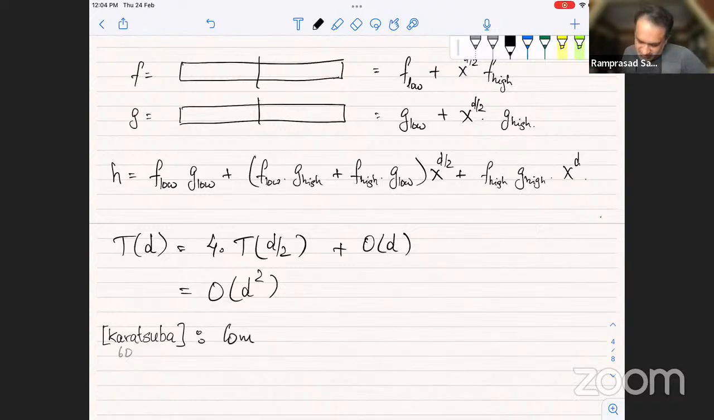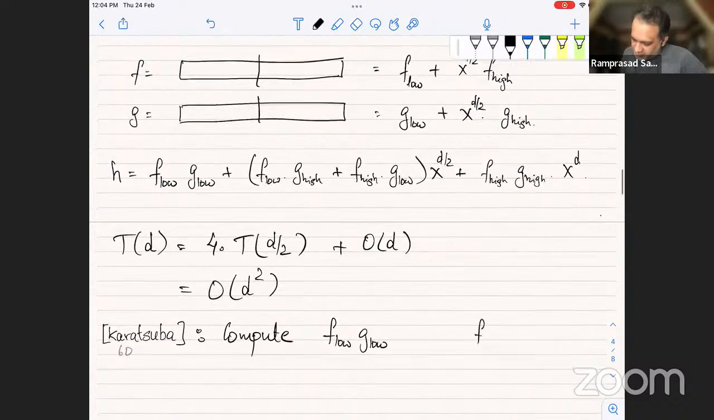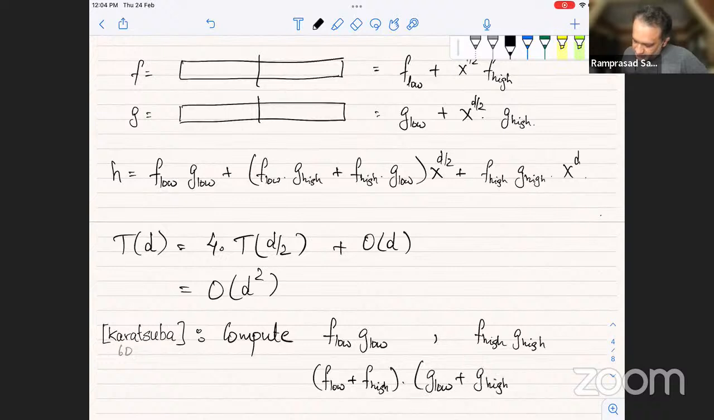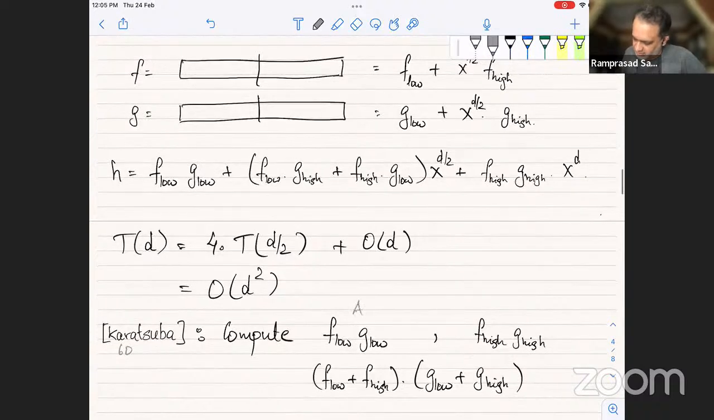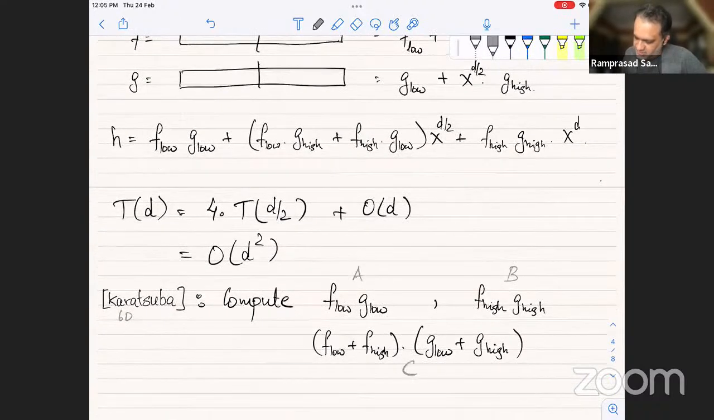So what Karatsuba suggested was that let's instead compute the following products. I need f low g low, and I need f high g high. And I'm going to compute the following thing: f low plus f high times g low plus g high. These are the only 3 things I'm going to compute. Let's give these names. Let's call this A, and let's call this B, and let's call this C.